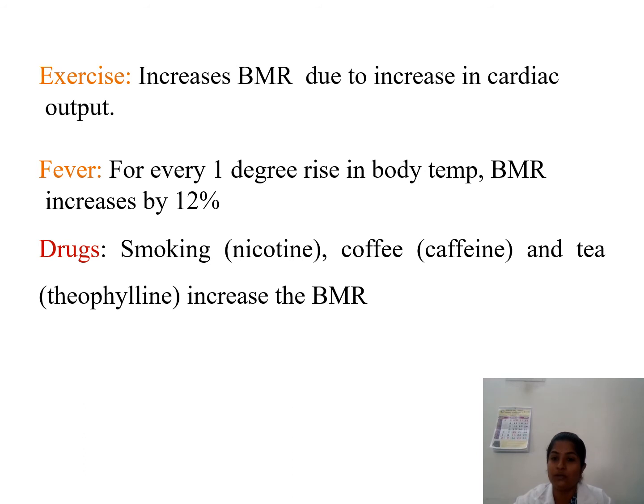Then during fever also the BMR is more. It is said that for every 1 degree Celsius increase in the body temperature, the BMR, that is the basal metabolic rate, increases by 12%. And also drugs like nicotine, which is present in the cigarette, caffeine present in coffee and theophylline present in tea also increase BMR.